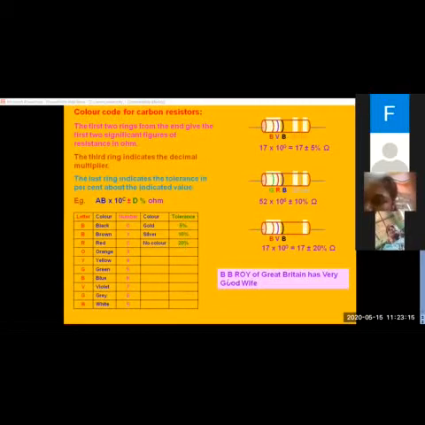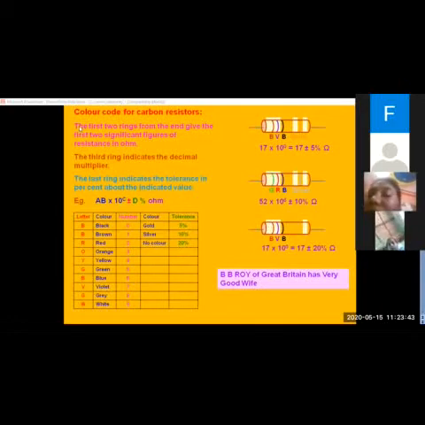So keep the statement in mind. B.B. Roy of Great Britain has a very good wife. Capital letters indicate your colors. Quickly recall, B for black, brown, red, orange, yellow, green, blue, violet, gray and white. So this color coding is very important as you go on to your higher classes also. This color coding will be needed for you to write the value of your resistances.